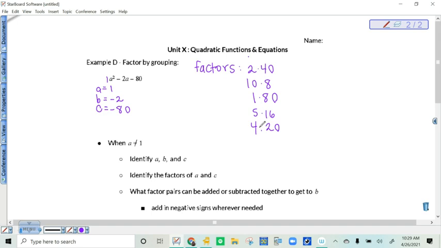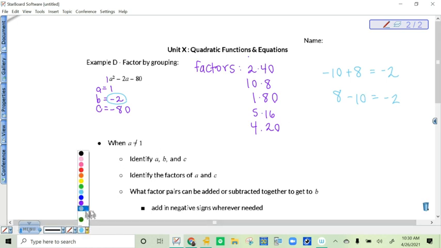And now what we need to do is look at these different pairs. What pair can be added or subtracted together to get us to negative 2? So look at these numbers. Is there any way we can add or subtract them together to get to negative 2? Negative 10 plus 8, exactly, equals negative 2. And maybe you were thinking 8 minus 10. That's also true. However, in both cases, the 8 is positive, the 10 is negative.